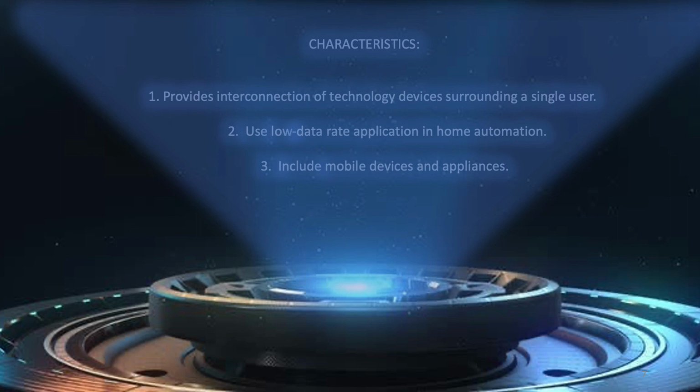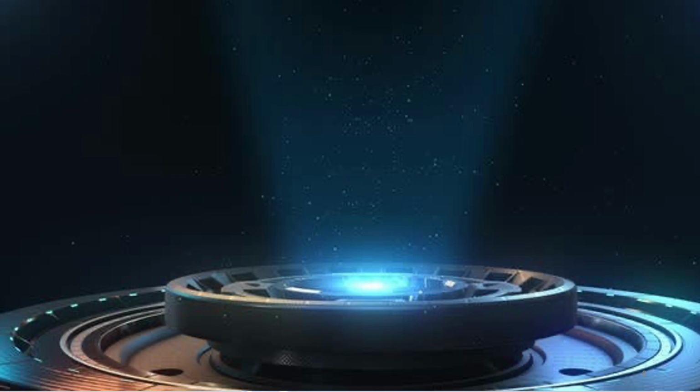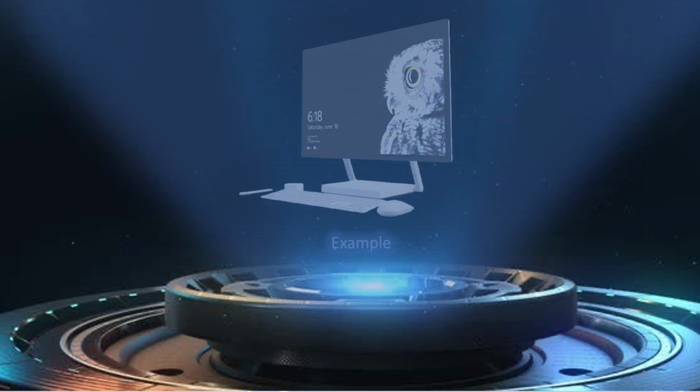There are some characteristics to show if it is a personal area network. First, it provides interconnection of technology devices surrounding a single user. Second, it uses low data rate applications in home automation. Third, it can include mobile devices and appliances. For example, a keyboard that connects with a computer is a personal area network because it has characteristics that show it is a personal area network.